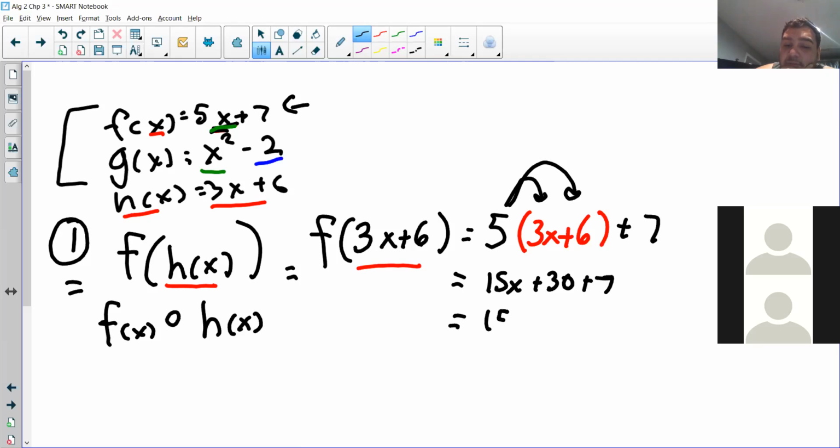Then let's combine like terms. 15x plus 37. Where did you get 5 from? Question? 5 is in the original f of x right here. Everything's based off the original equations I give you. Okay. Any other questions? Because 15x plus 37 is as simplified as possible. So this is your answer. This is what f of x composited with h of x is.